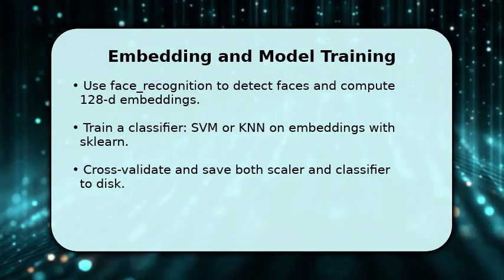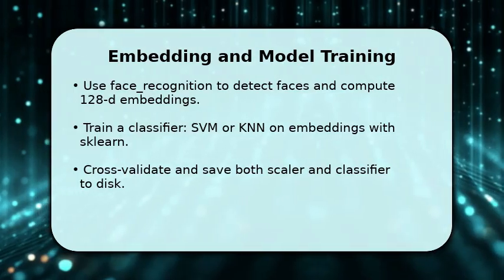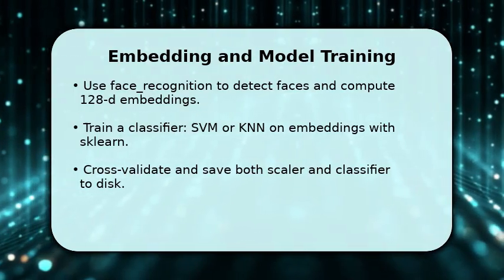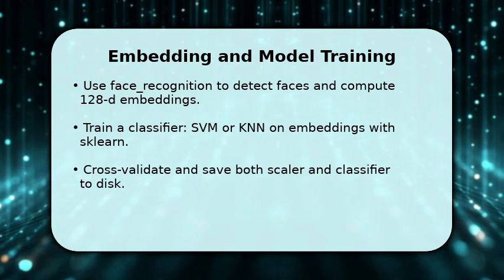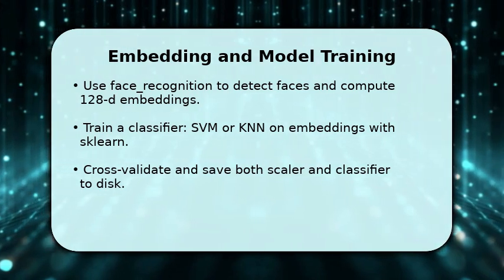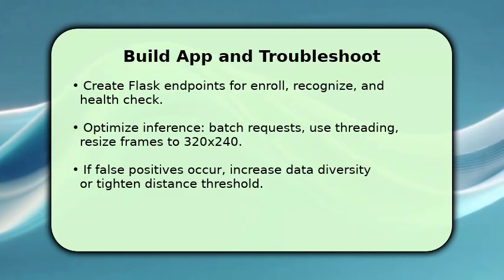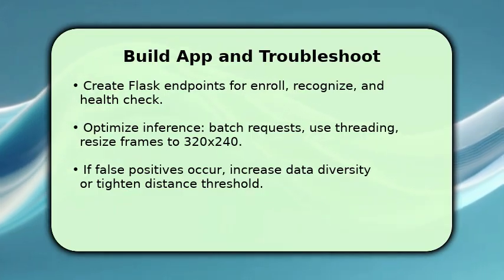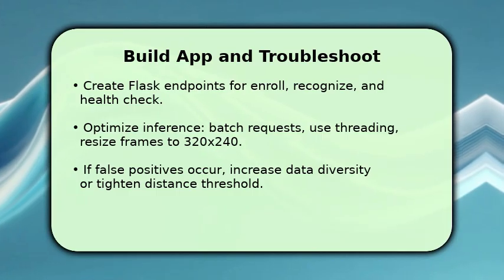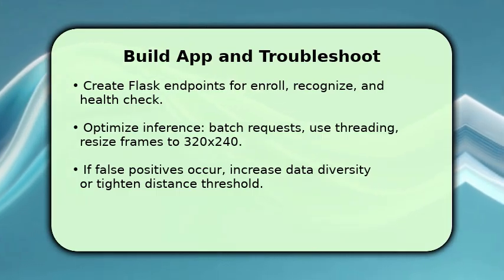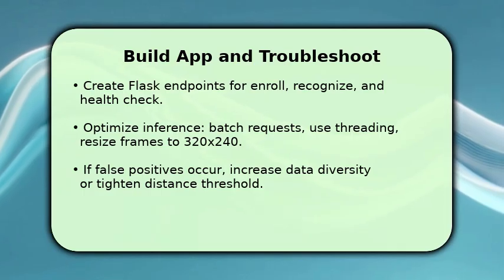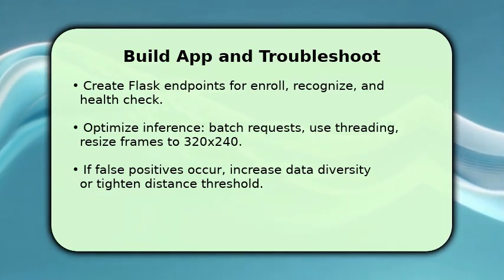Once trained, persist the scaler, embedding model config, and classifier with Dlib so your app can load them instantly without retraining every run. Finally, integrate everything into a Flask or FastAPI app with endpoints to enroll users, perform recognition, and return JSON results. For real-time webcam, capture frames, resize to speed up detection, and run embeddings asynchronously.